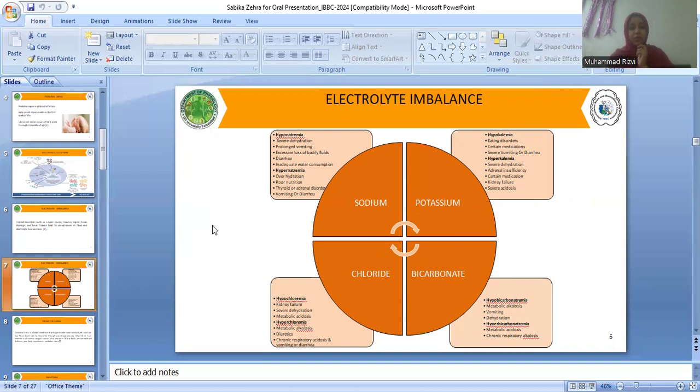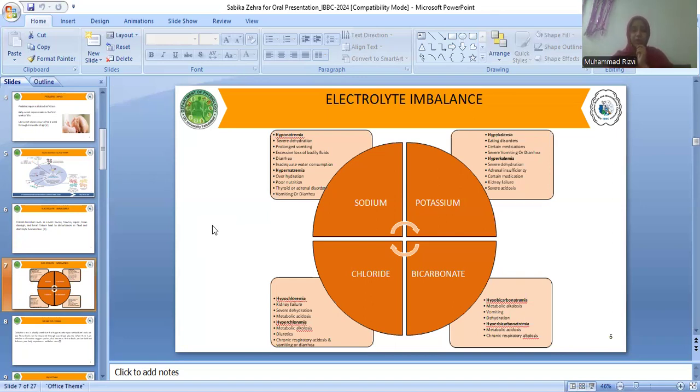Firstly, sodium. Low level of sodium is called hyponatremia, which would occur due to dehydration, prolonged vomiting, etc. High level of sodium is called hypernatremia, which could occur due to overhydration, poor nutrition, etc. Secondly, potassium. Low level of potassium is called hypokalemia, which could occur due to eating disorder, having certain medications. Whereas the high level of potassium is called hyperkalemia, which could occur due to adrenal insufficiency, kidney failure, severe acidosis, etc.